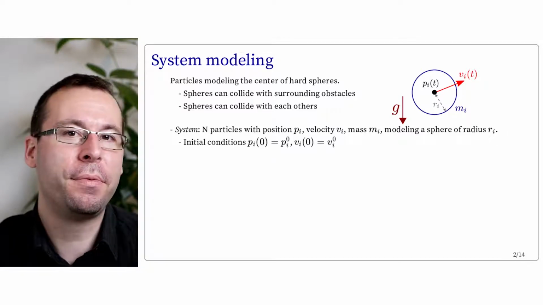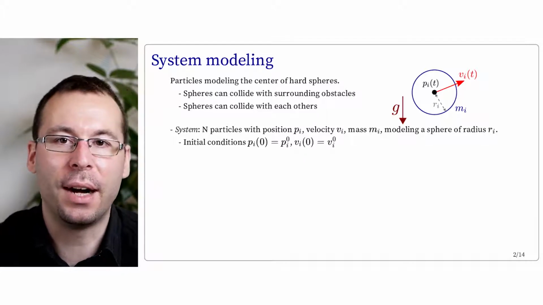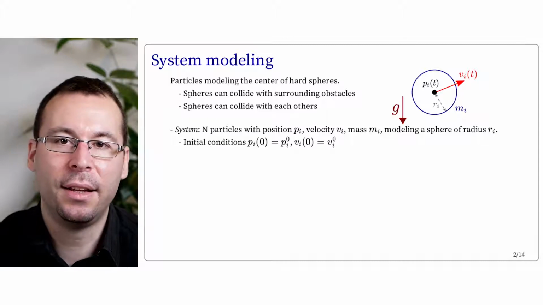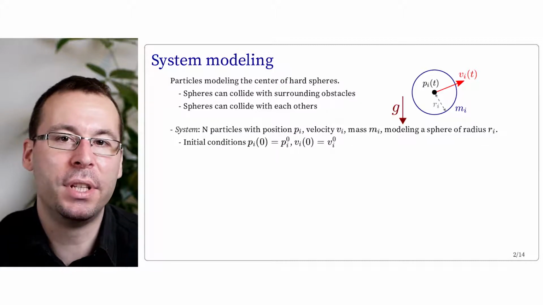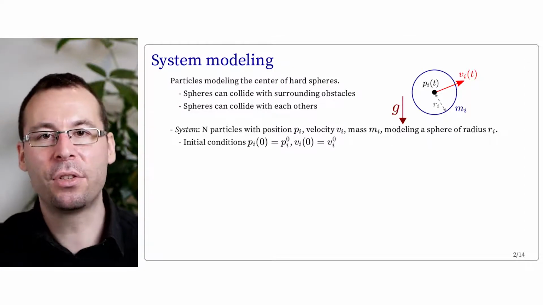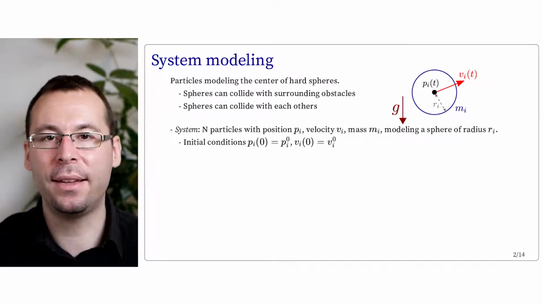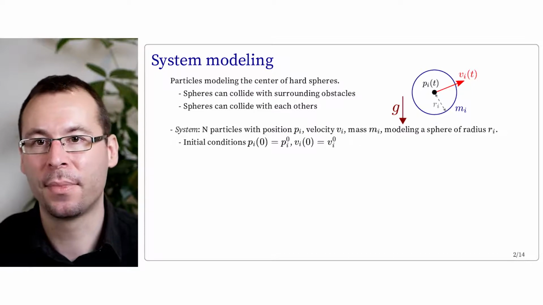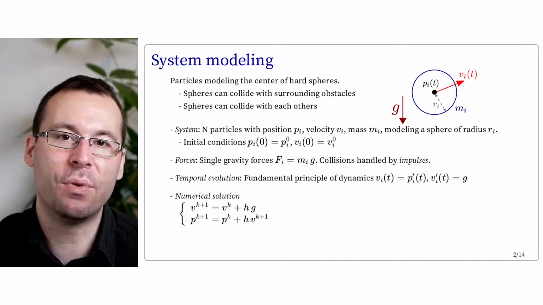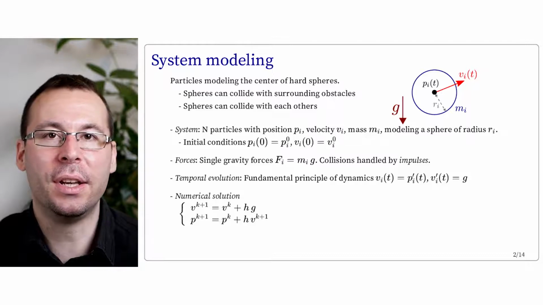So let's start first with the modelization of the system. We have a set of particles corresponding to hard spheres defined by their center p_i and radius r_i. These spheres can collide with the surrounding obstacles and can also collide with each other. The particles are also associated with a velocity v_i, a constant mass m_i, and we know the initial conditions. There is only a single force per particle, which is the weight F_i, which is equal to the mass m_i times g, and the collisions will be handled using impulses.